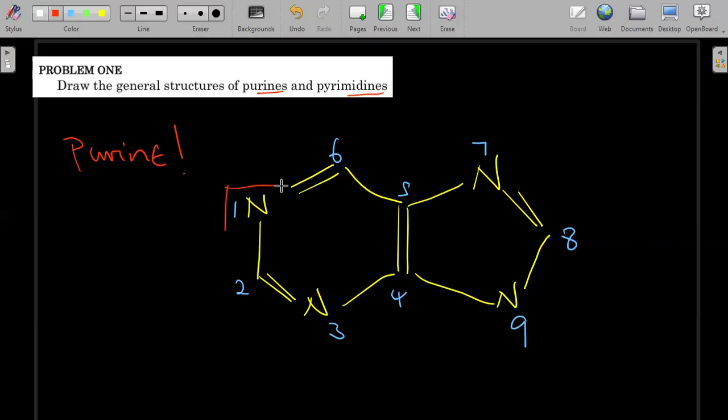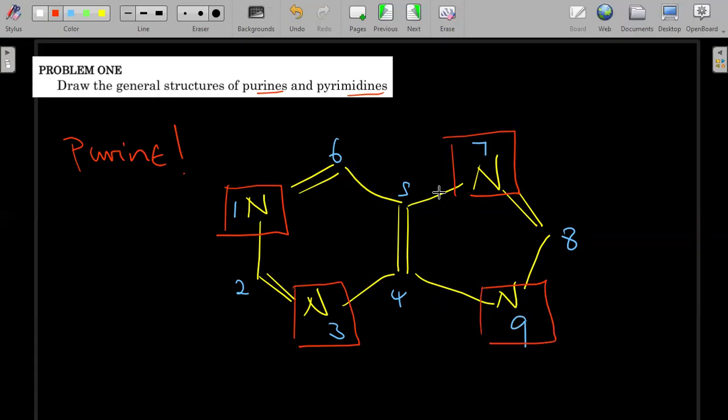It's important to take note that at position 1, we have a nitrogen atom. At position 3, we also have a nitrogen atom. At position 7, we also have a nitrogen atom. And at position 9, we also have a nitrogen atom. So this is the general structure of purines. Now what about the pyrimidines?